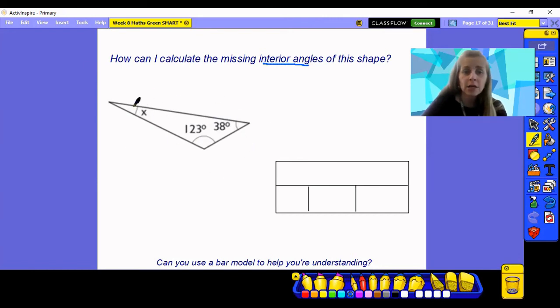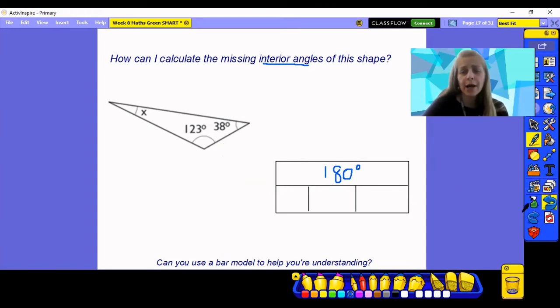We are looking at what our missing angle is. We know something already about this shape because we know this is a triangle shape. And we know it's a triangle because it's got 3 sides. And we know something about all the interior angles, what they total on a 3-sided shape. As we've already explored, we know that the total interior angles on a triangle is 180 degrees.